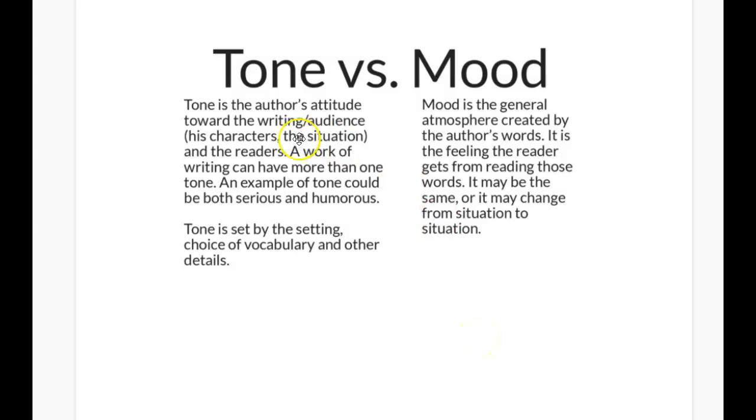Now, always, for tone and mood, you can go back into the text and find words or phrases that support the tone or the mood. You have to be able to prove what you're saying. Why do you feel the way you feel? What words did the author use that made you feel that way? Or why do you think the author is angry? What words is the author using to show us that?